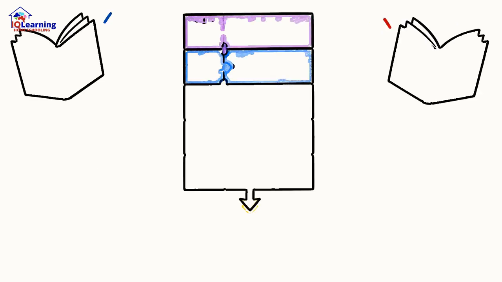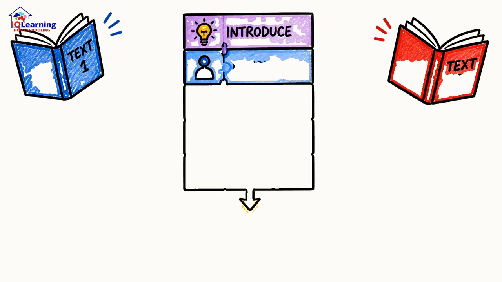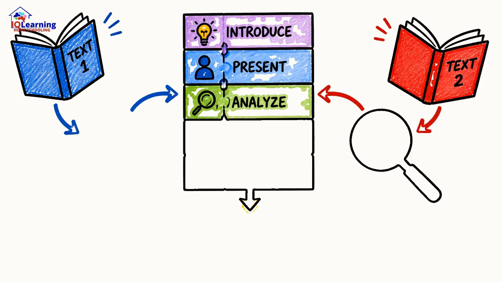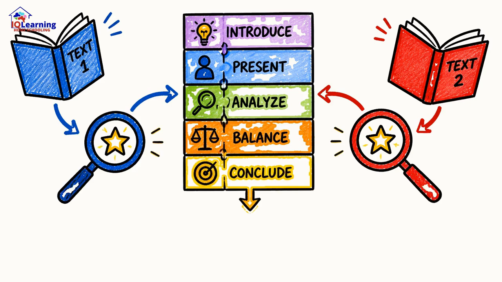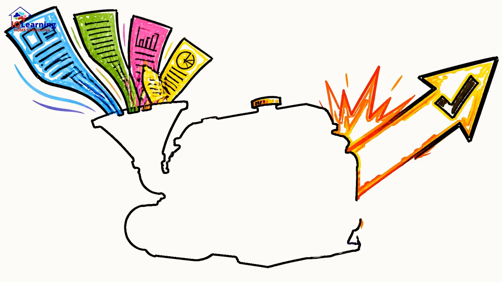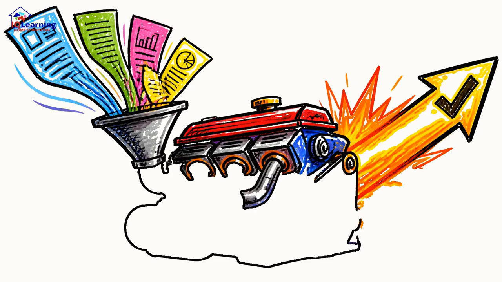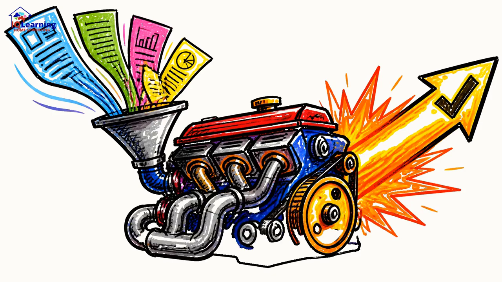So, remember the formula. Select rich, specific evidence, integrate it with the introduce, present, analyze method, and balance the treatment of both your texts. When your evidence is carefully chosen and thoroughly explained, it stops being a simple requirement and becomes the engine of a powerful, credible argument.